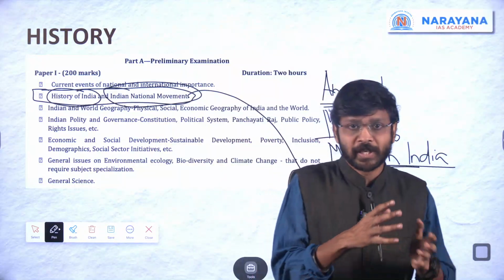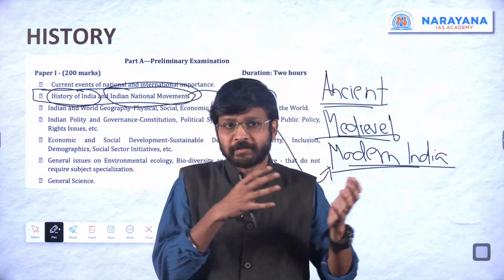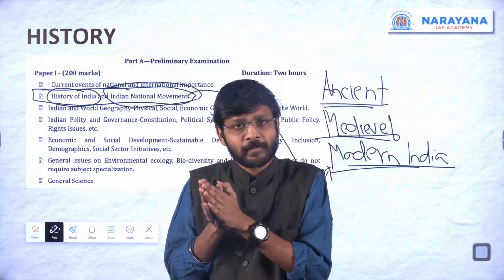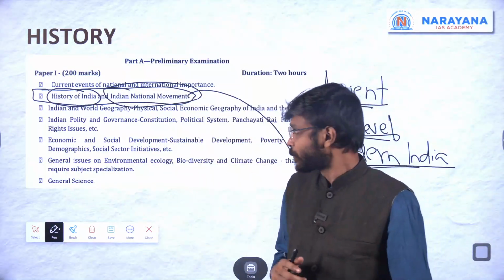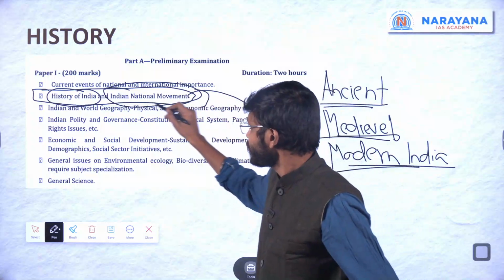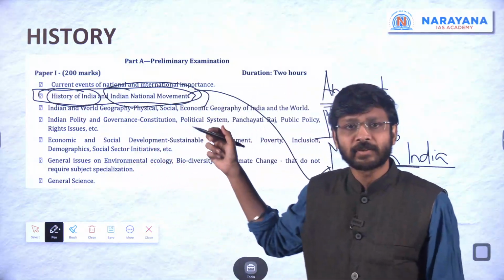the national movement, how it has evolved, what were the phases, all these things will be coming here, okay. Who are the leaders, like the Gandhian phase will be there, all these things will be coming, okay. So this is how we can actually divide history based on the timeline.